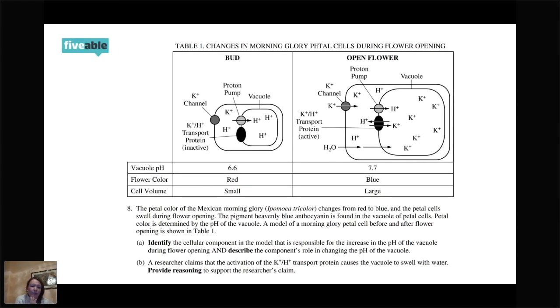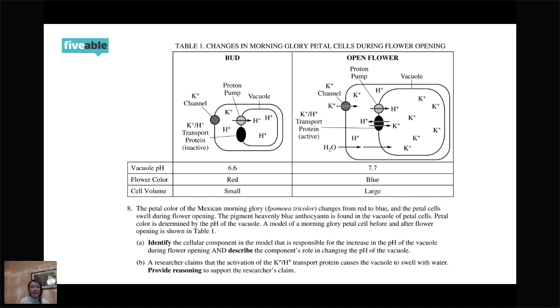So the petal color of the Mexican morning glory, I definitely would not read that scientific name because it just wastes your brain space. Changes from red to blue and the petal cells swell during flower opening. The pigment heavenly blue something, again, I'm not gonna waste my brain space saying that in my head, is found in the vacuole of petal cells. Petal color is determined by the pH of the vacuole. A model of a morning glory petal cell before and after flower opening is shown in table one.